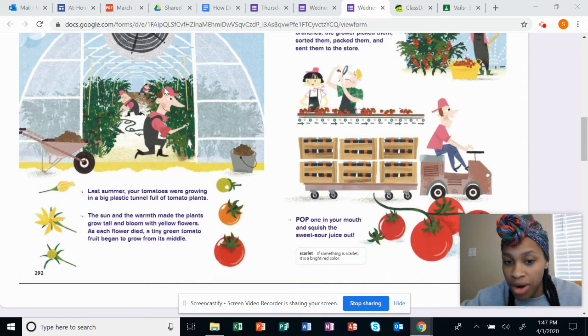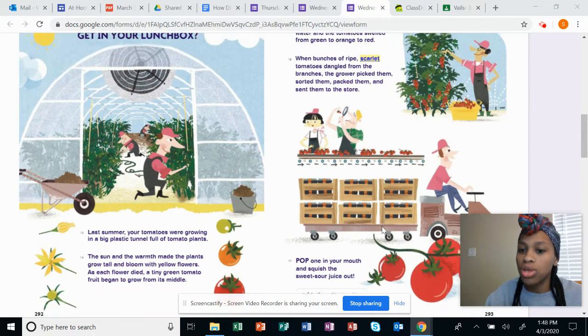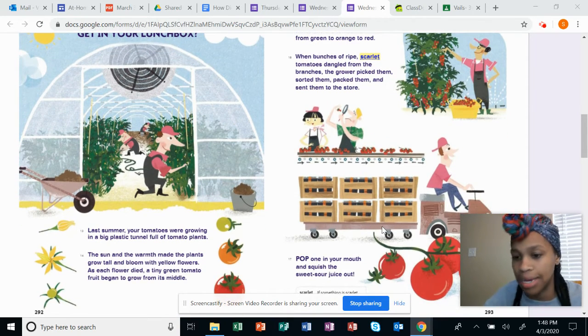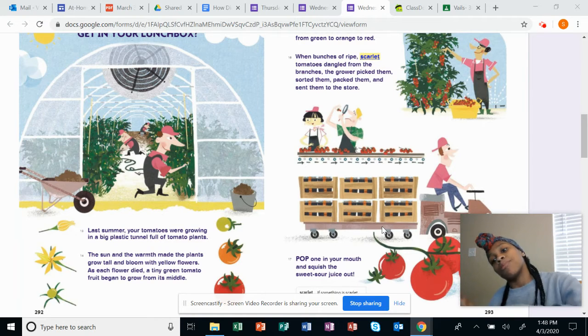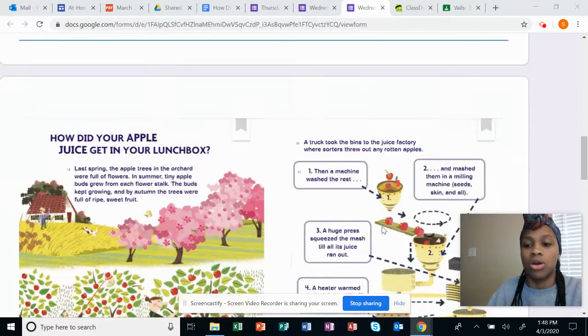And then paragraph 17, pop one into my mouth and squish the sweet sour juice out. That is how those tomatoes get into my lunchbox. So not just me getting them from the store and putting them in, but it's a process all the way before. So I go to my answer choices.